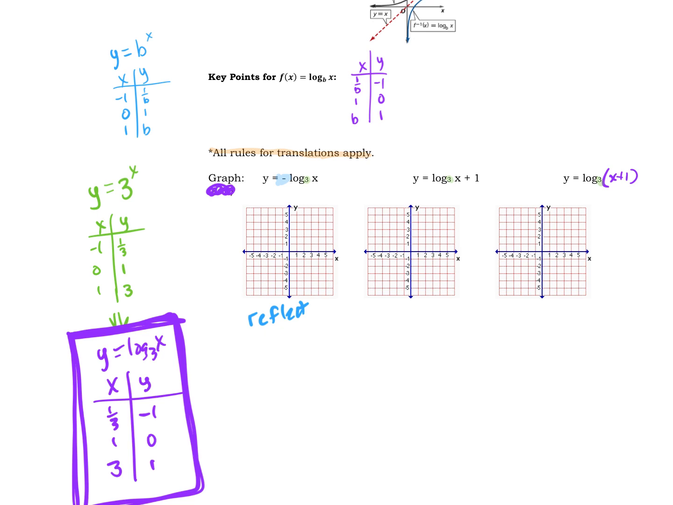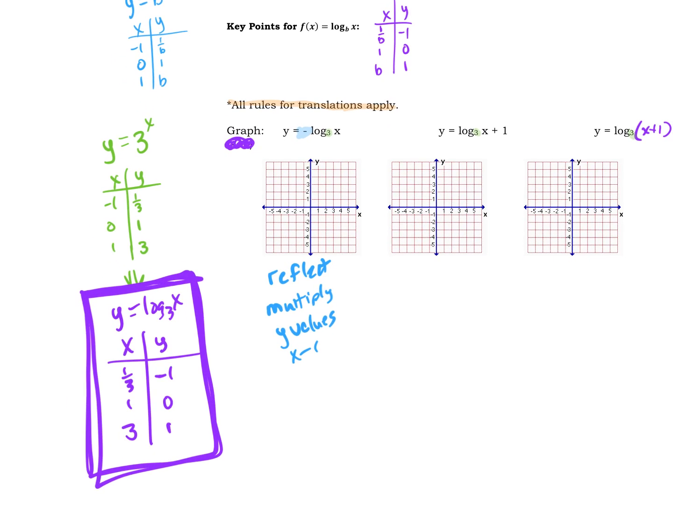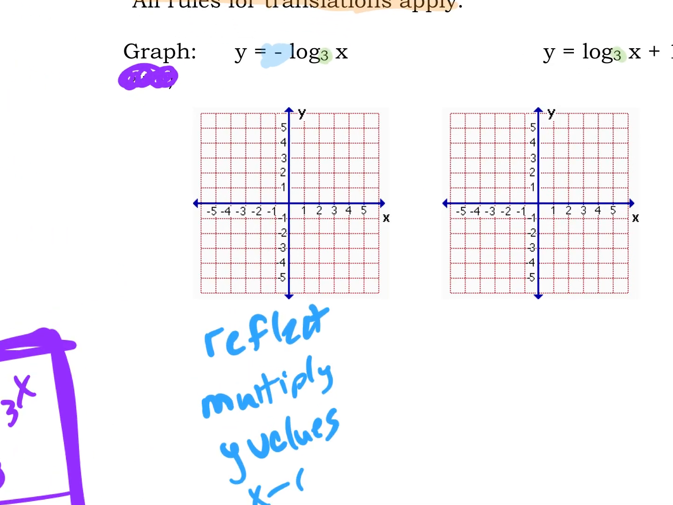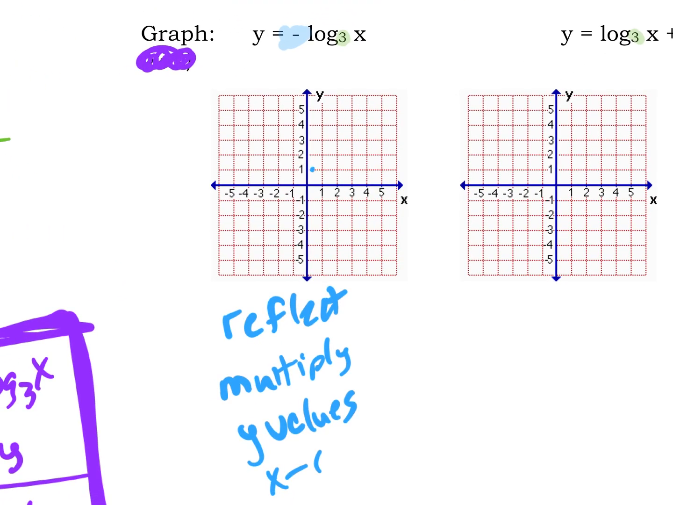We're going to reflect it, which means we're going to multiply the y values times -1. So when we graph these points, we would normally graph 1/3 comma -1, but we're multiplying that y times -1, so we're going to go 1/3 and then we're going to go up 1.